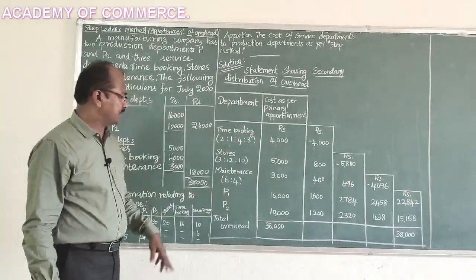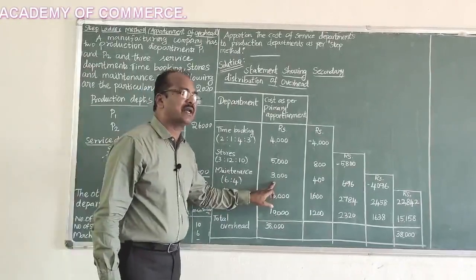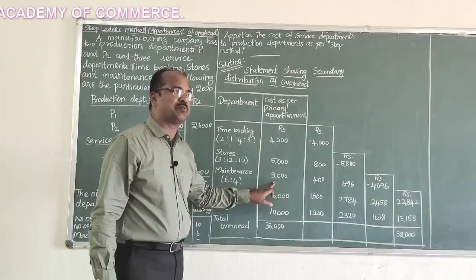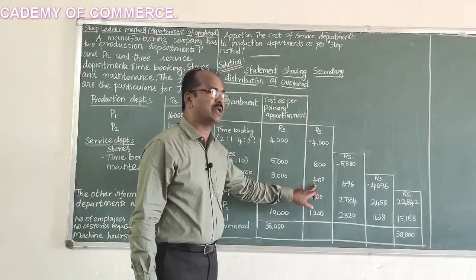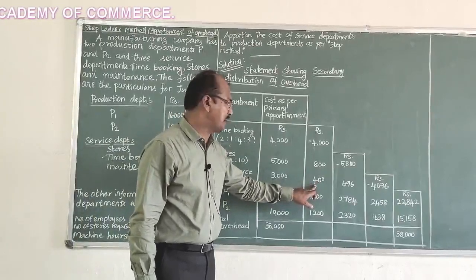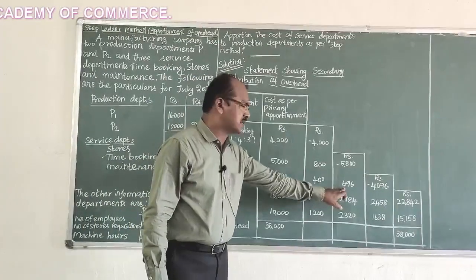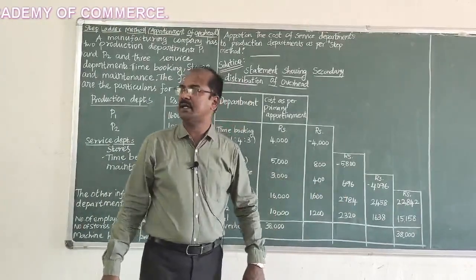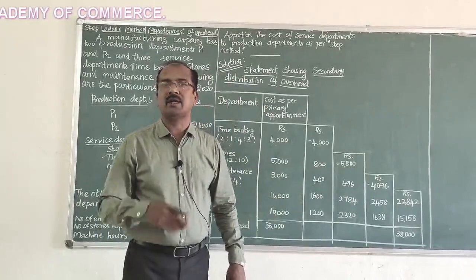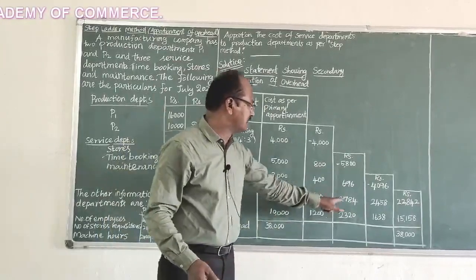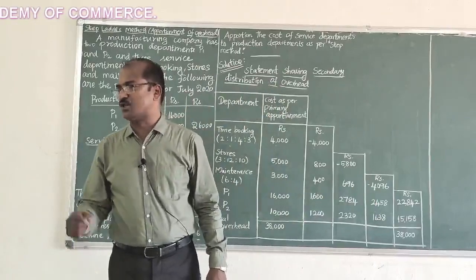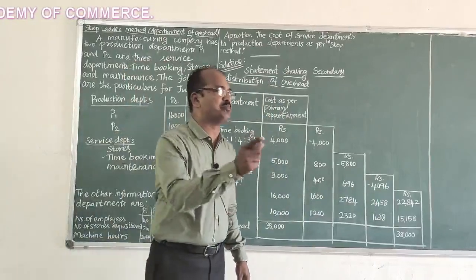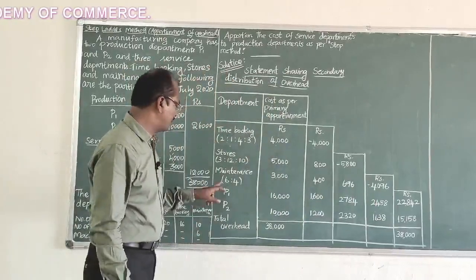Now let's move there. Right, maintenance. The overhead apportioned as per primary apportionment is what? 3,000. Here 400 has been received from which department? Time booking department. 696 rupees received from which department? Stores department. If you total all these three, it comes to 4,096 rupees, and that is going to be apportioned to P1 and P2 departments in the ratio of 6:4.